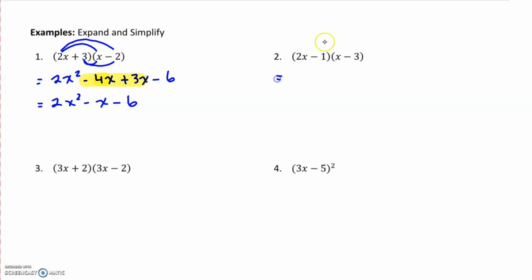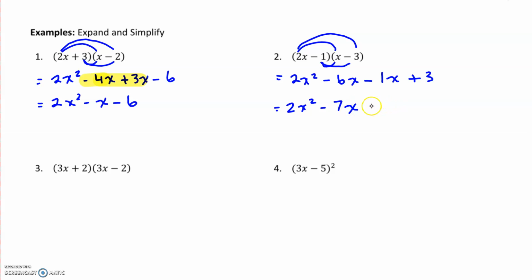All right, let's do the next one. So we're going to go 2x times x, which is 2x squared, 2x times 3, which would be 6x. Now I just realized I said 3. I shouldn't have said that. I should have said it's 2x times negative 3, so that makes it a negative 6x. Negative 1 times x is a negative 1x. And then negative 1 times a negative 3 is a positive 3. And then we'll collect like terms in the middle. So that's 2x squared minus 7x plus 3.